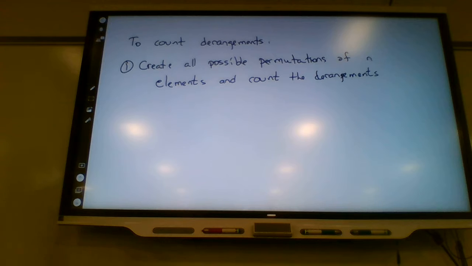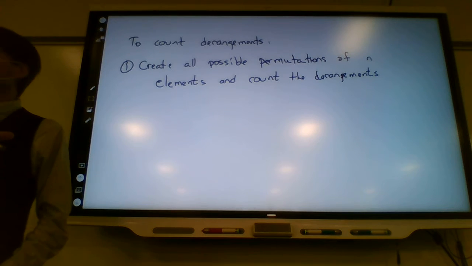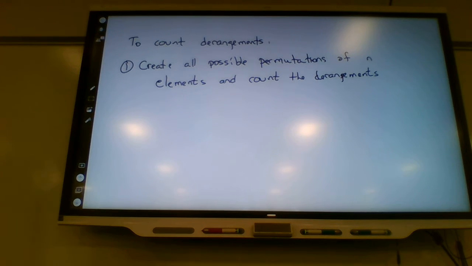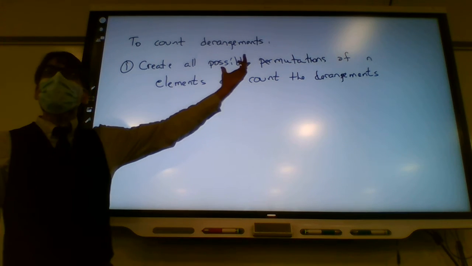So what's the pro of that approach? Or pros, I guess, right? What are the good things about that approach? You can see every permutation. You can check the results and say, yes, this is a derangement. Oh, wait a minute, this is not a derangement. We could actually count everything. What do we have to make sure that our program does? That it actually creates all possible permutations?